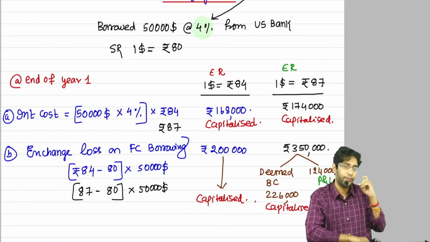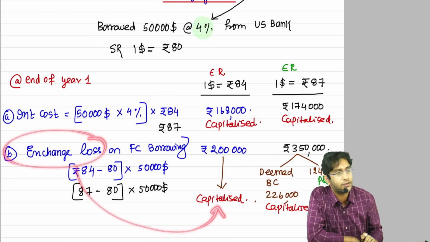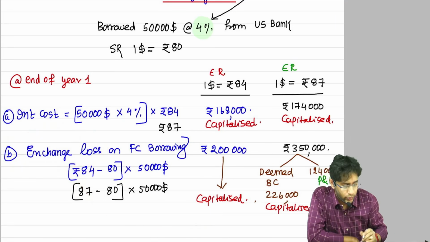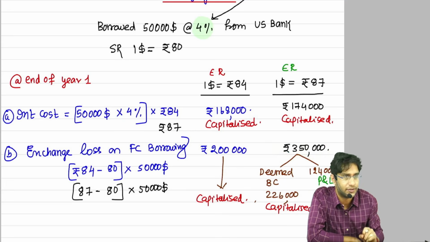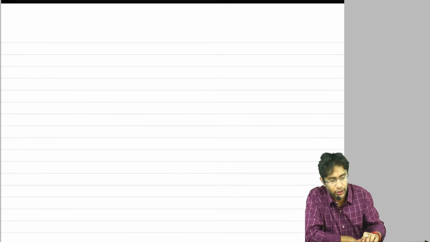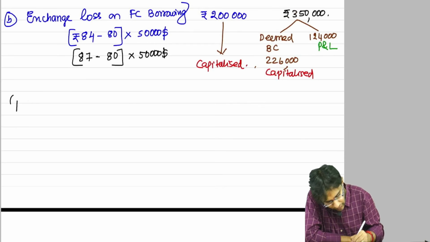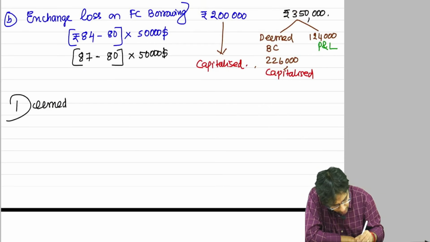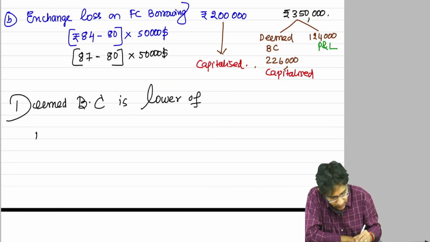Now observe closely. In one scenario, the entire exchange loss got capitalized. In another scenario, the entire exchange loss is not capitalized. Some is capitalized, some is not capitalized. So how will you remember all this? Simple, sir. I'll tell you steps, you try to understand from that. Deemed borrowing cost is the lower of number 1.